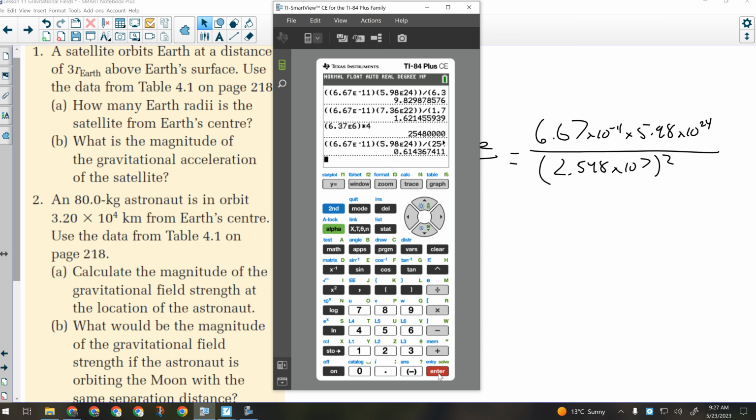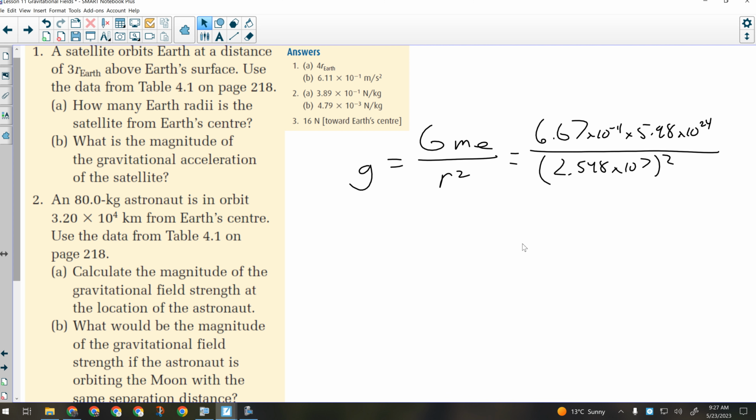The textbook says 6.1. Yeah, but that's because they have a slightly different number. They have a different radius of the Earth and a different mass. They have 5.97 for the mass of the Earth and 6.38 for the radius. So it makes it go the other way, right? Because it's a smaller Earth and a bigger radius.